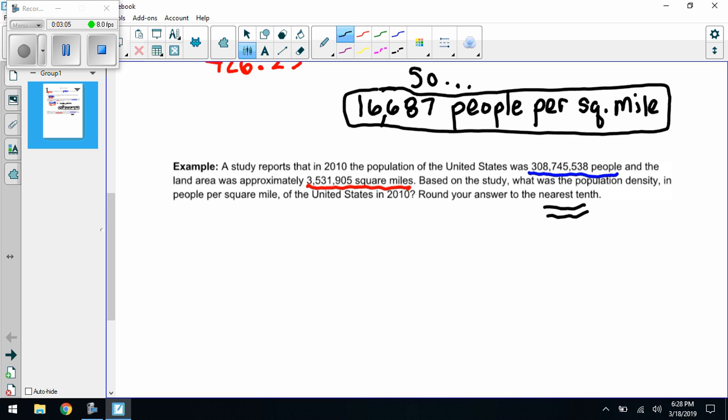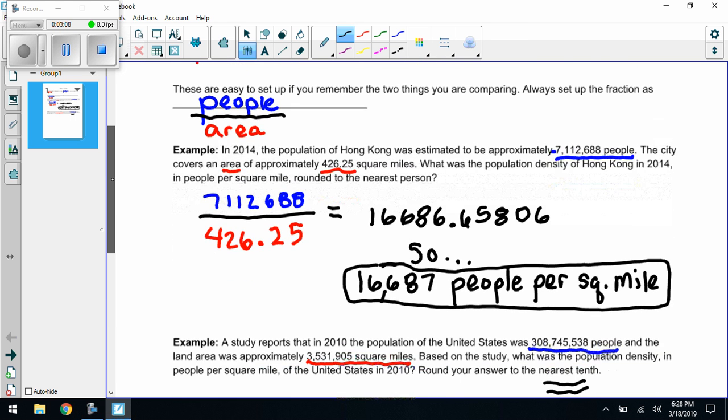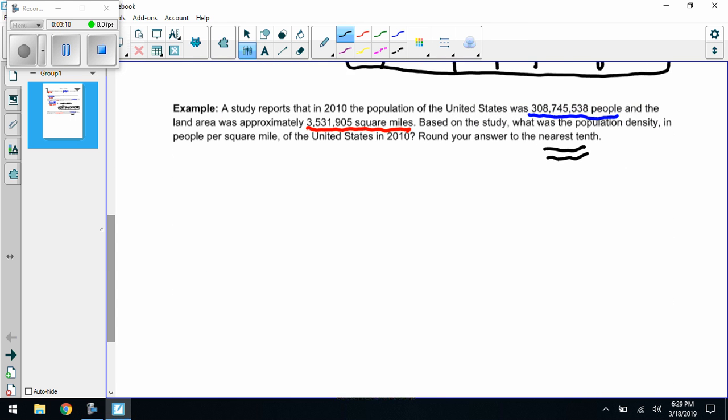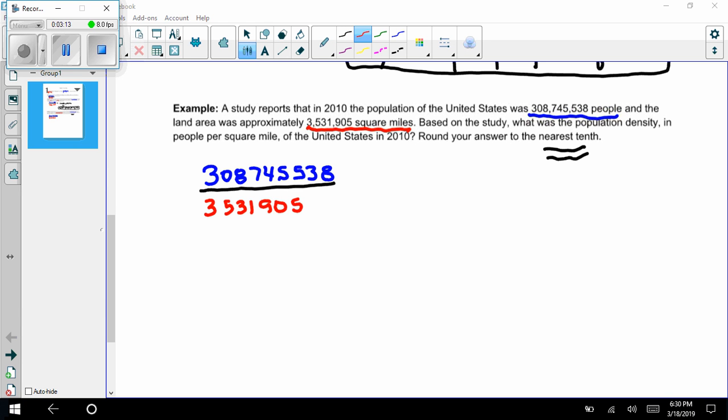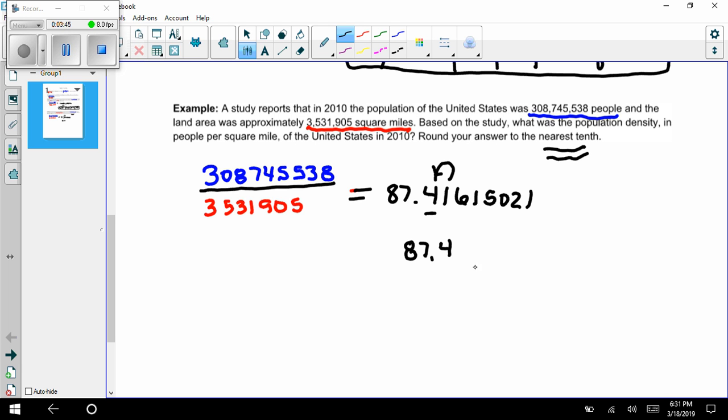So we're going to do exactly what we did up at the top. We're going to take the number of people and divide it by the area. And when you plug that in Desmos, you should get 87 point, lots of numbers. And as I underline in the directions, it said round to the nearest tenth. The 4 is in the tenths place, so I look 1 to the right. The 4 is 0 to 4, so it's telling the 4 to stay the same. Therefore, my answer is 87.4 people per square mile.